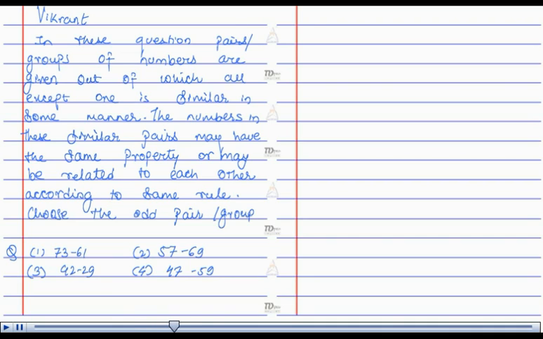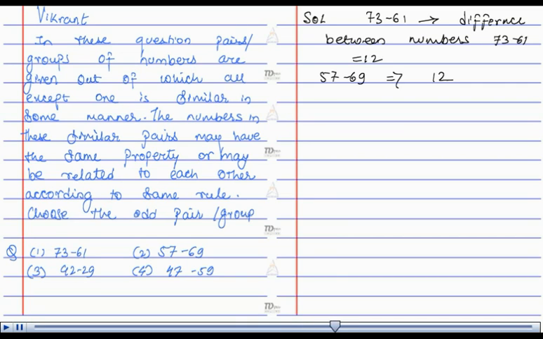The solution is, if you look at the first pair, that is 73, 61, the difference between the numbers 73 and 61 is coming out to be 12. In case of 57 and 69, we have the difference as 12. In case of 47 and 59, again the difference is coming out to be 12 between the two numbers.